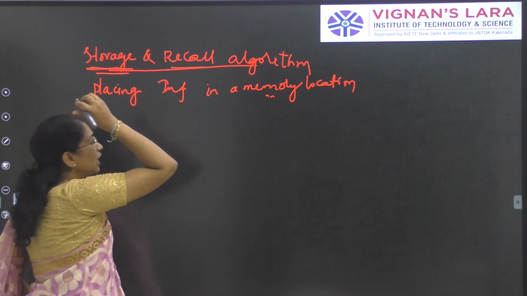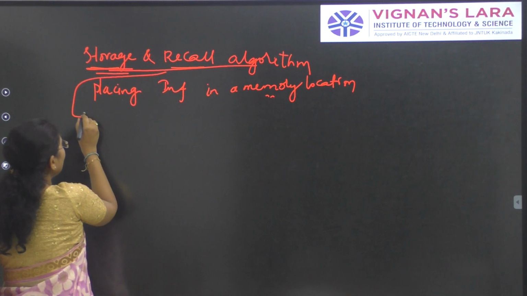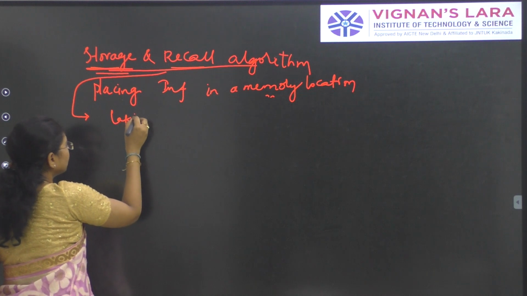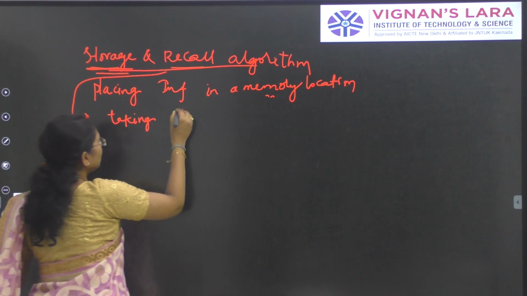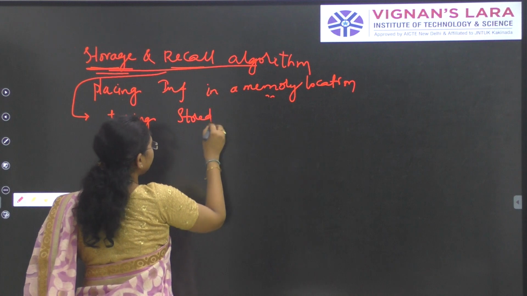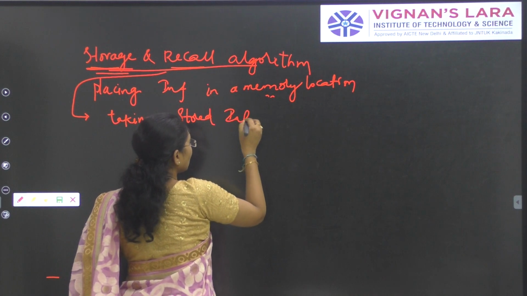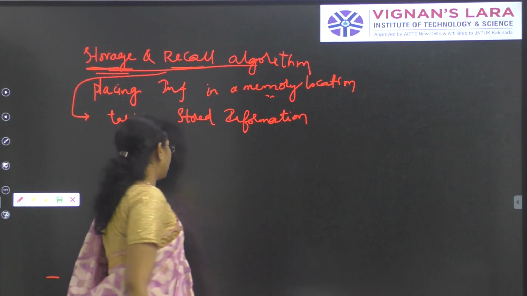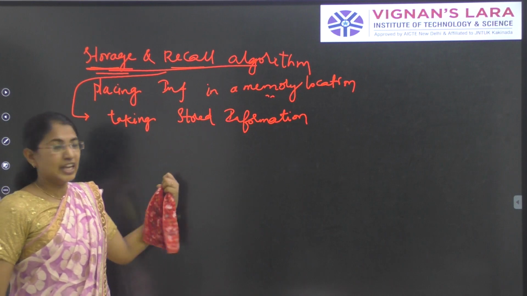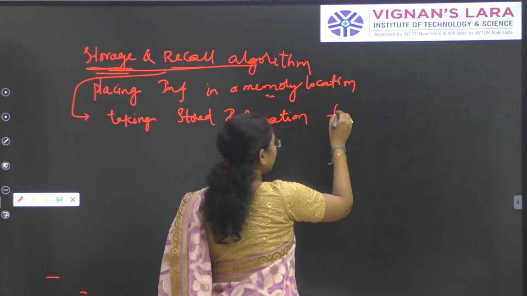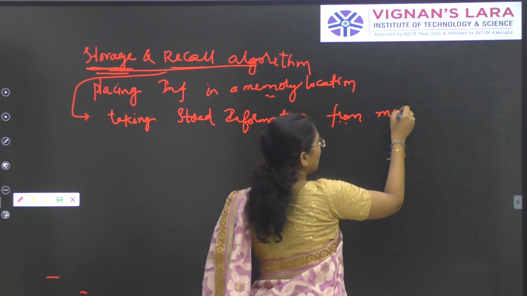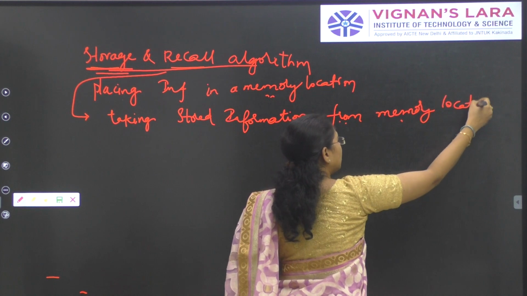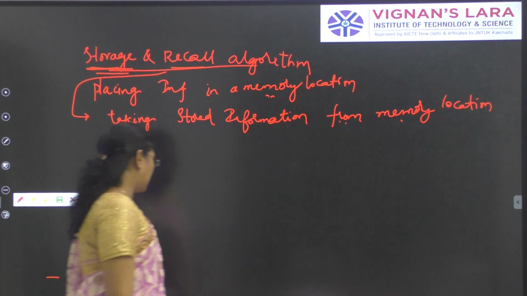What is meant by recalling? Recalling is nothing but taking stored information. So recalling is taking that stored information from a memory location in order to perform some task.